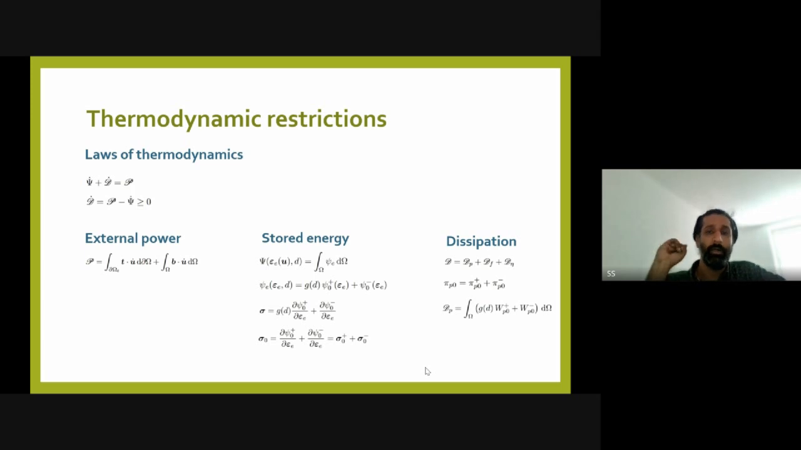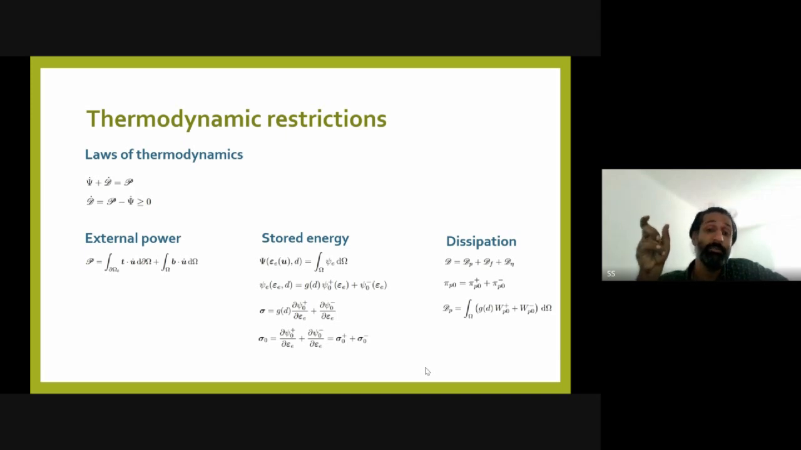Moving on, to prescribe the constitutive relationships, we first describe the thermodynamic restrictions. We start with the first and the second laws of thermodynamics, where we say that the stored energy and the dissipation in this continuum is going to be equal to the external power that is there in this body. Moreover, the second law prescribes that the dissipation has always to be non-negative. The external power is standard. It is the rate of work done by the external traction and the body force.